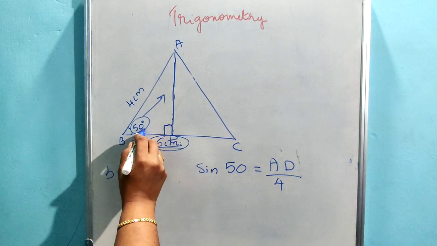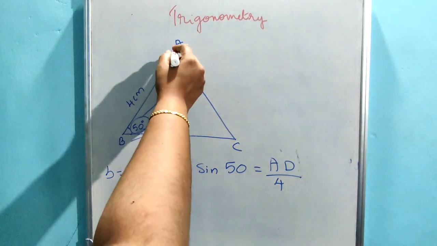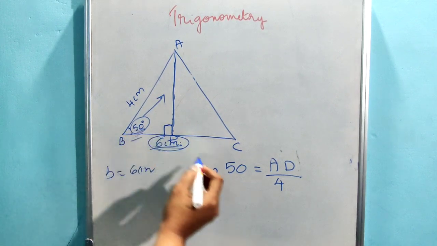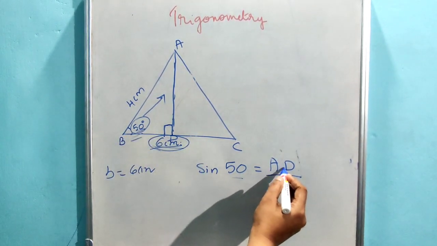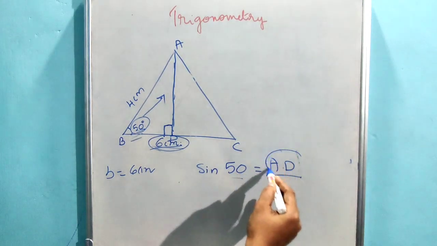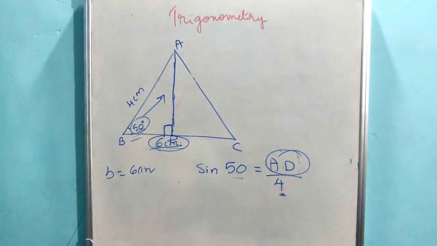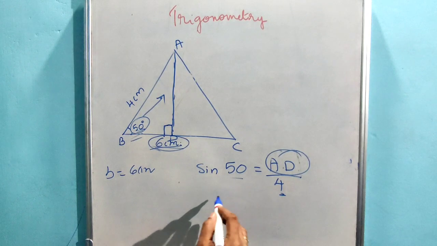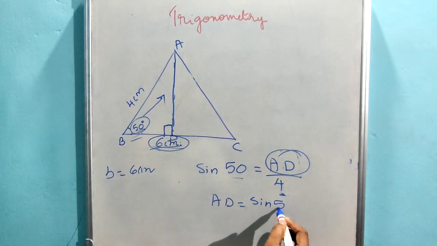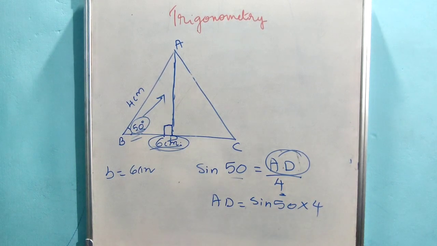Then what is sine 50? Sine 50 is opposite side by hypotenuse. So sine 50 is equal to AD by 4. Then how do we find this AD from this equation? Yes, AD is equal to sine 50 into 4.